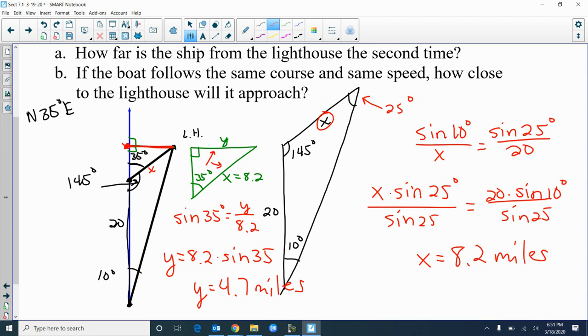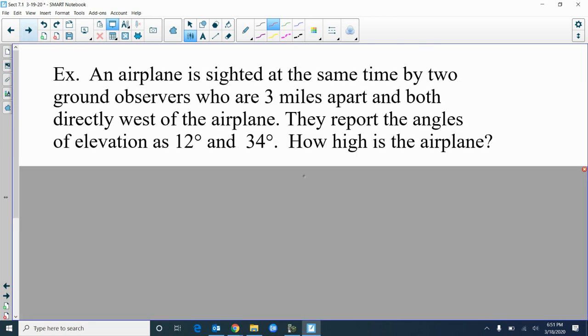All right, let's take a look at that next one. And again, it all has to do with how you set this up in order to make sure we get this correct. An airplane is sighted at the same time by two ground observers who are 3 miles apart and both directly west of the airplane. They report the angles of elevation as 12 degrees and 34 degrees. Well, how high is the airplane? Okay, how high in the air is it?